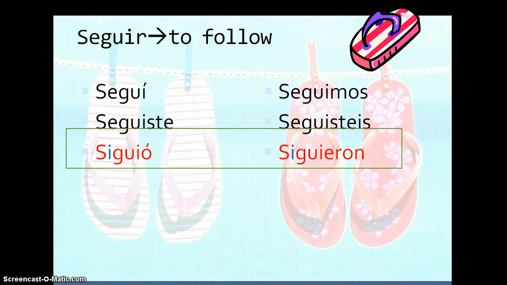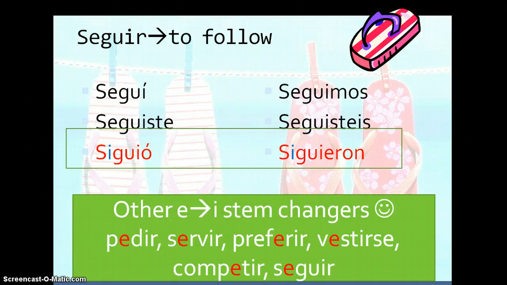And because of that, it's a flip-flop. You can draw a fancy little flip-flop around them. Other E to I stem changers include those. Copy those down just because if you come across one and you need to conjugate it, you should remember that it follows that sandal rule.